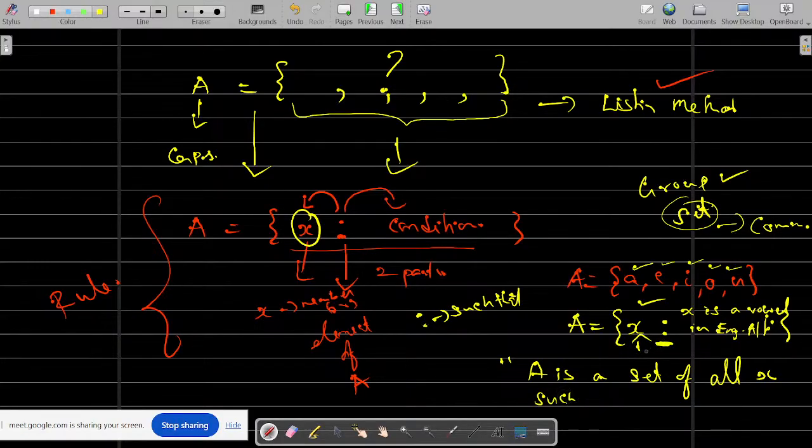Such that is this colon. Such that what's the condition? Condition: X is a vowel in the English alphabet. Is it okay? So this is how you read it. A is a set of vowels, that's in descriptive form. Here I say A is a set of all X such that X is a vowel in English. Okay. Yes, if you want to make a note of it, please.